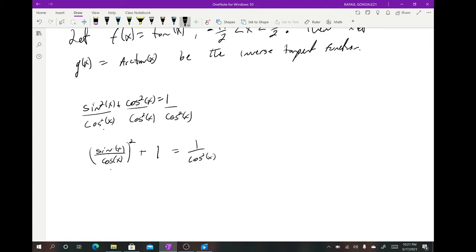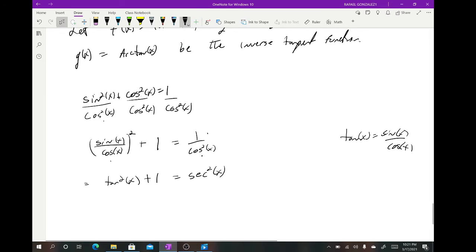Now, sine over cosine is exactly tangent. Remember, tangent is equal to sine over cosine. So this is simply equal to tangent square x plus 1. And 1 over cosine square x is the same thing as secant square x. We covered this a while back when we first introduced the derivative. Okay, so I'm going to use this fact in a little bit.